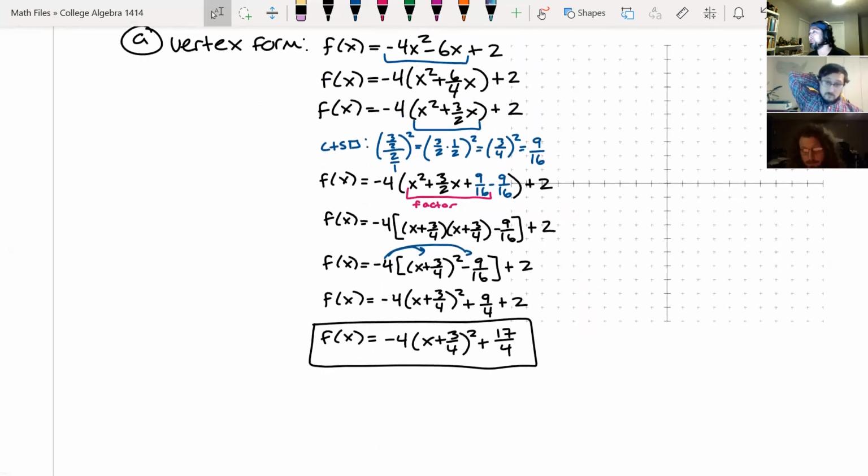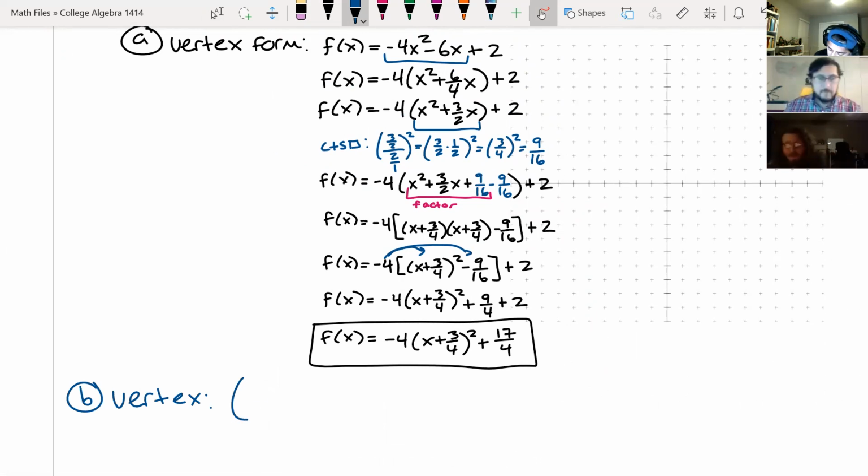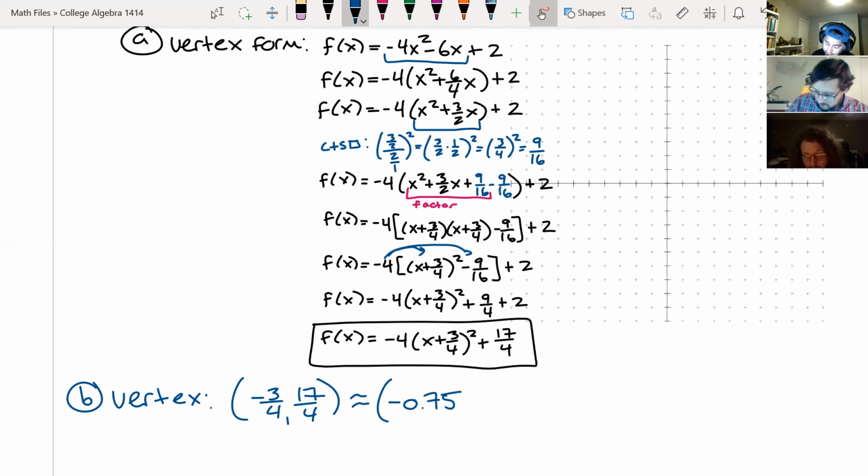All right. So there is vertex form. Painfully got there, but hey, it's good practice. Which means now you can find the vertex, which is going to be -3/4 and 17/4. And we might as well convert this to decimal because we have to know how to graph this. So we know that's -0.75 and 17/4. What is that? 4.25? Yes. Yeah, I'm good. Woo!